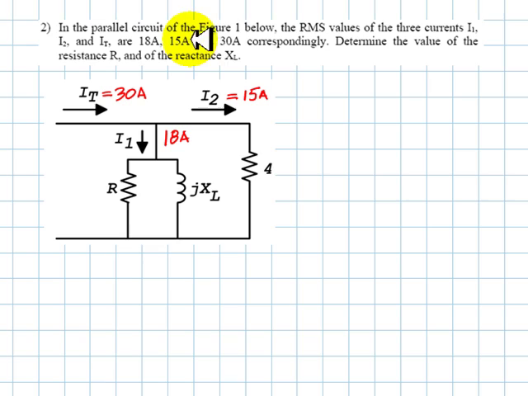In the parallel circuit of figure 1 below, the RMS values of the three currents I1, I2 and IT are 18 amps, 15 amps and 30 amps correspondingly. Determine the values of resistance R and of the reactance XL.